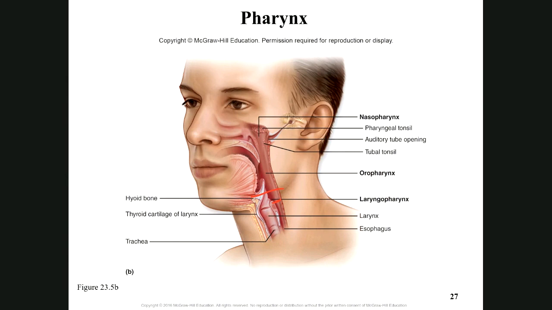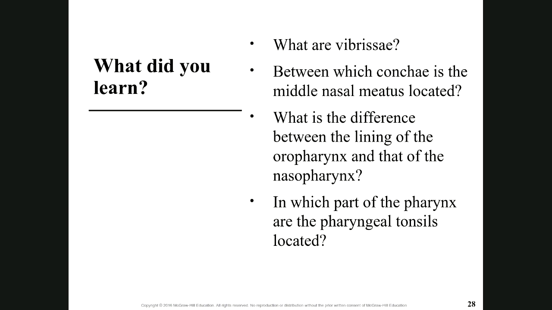And now you can answer these questions. What are vibrissae? Remember the long, thick black hair which we have in the vestibular part of our nasal cavity. Between which conchae is the middle nasal meatus located? What is the difference between the lining of the oropharynx and that of the nasopharynx? And in which part of the pharynx are the pharyngeal tonsils located?